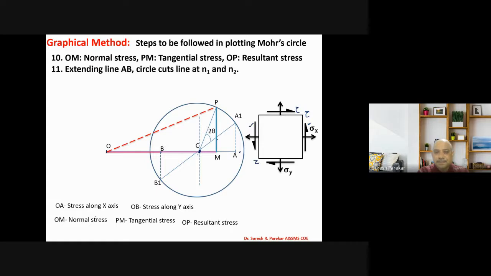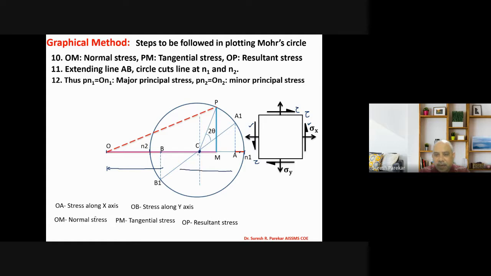Now we will extend line OA. Now we have A here, so we will extend it and that will cut your circle, that is at point N1. So I have this point as N1, and the point where circle cuts at another point, line AB, we have this will be N2. Now we are going to measure ON1. Now you can see this. We have this ON1, and this value is greater than your sigma x value. So I have this will be ON1.